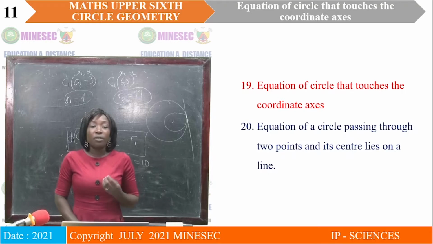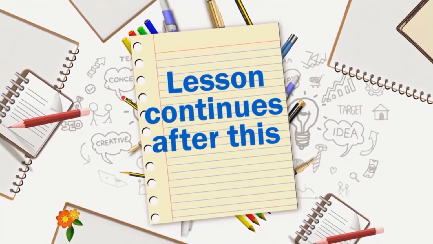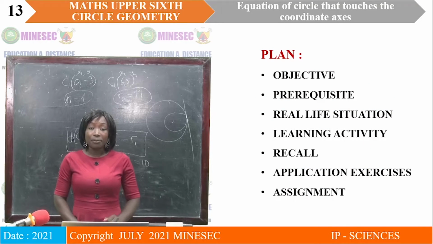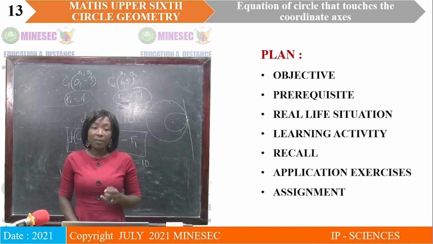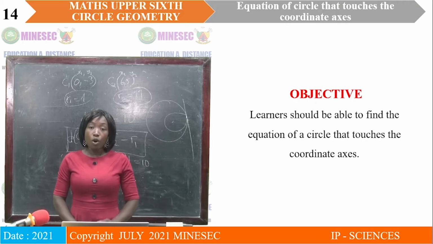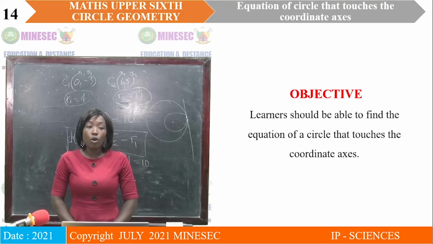Then we have equation of a circle passing through two points and its center lies on a line. We move on to the lesson of today titled Equation of a Circle That Touches the Coordinate Axis. As planned for this lesson, we have the objective, prerequisite, real life situation, learning activity, recall, application exercises, and the assignment. So we'll go on by looking at the objective. At the end of this lesson, you should be able to find the equation of a circle that touches the coordinate axis.